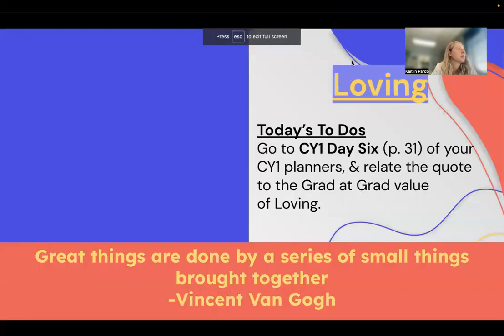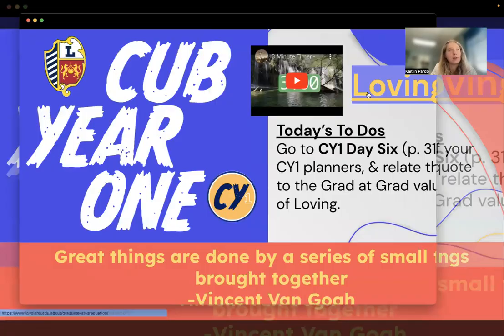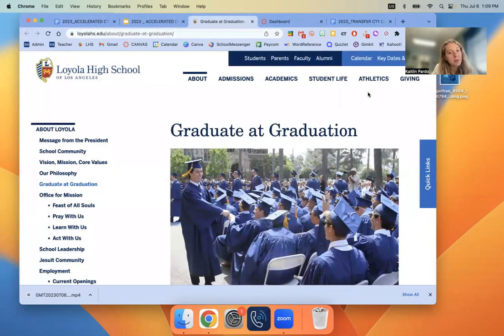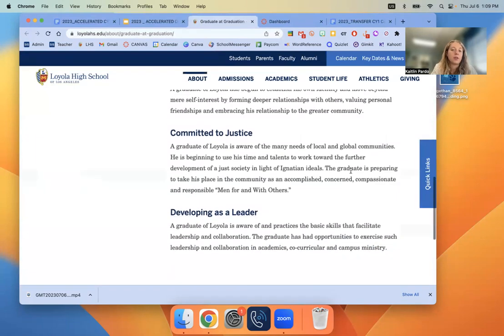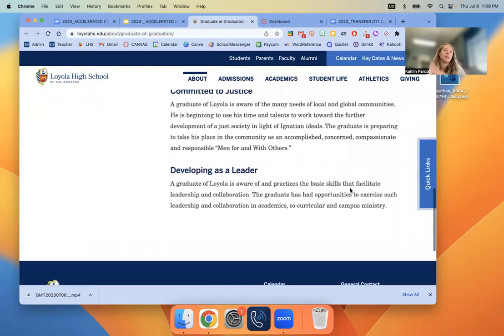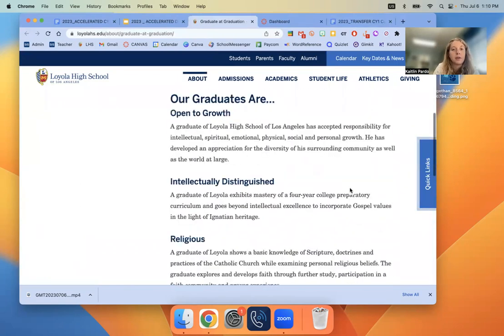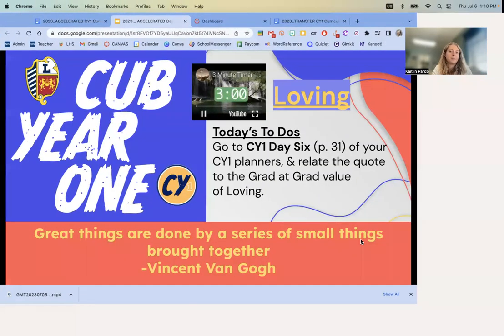again, 3 minutes, get them into their bell ringer. They're looking at this quote by Vincent van Gogh. When you have an opportunity, remind them that this is our 3rd and final day of CY1 Accelerated. Focus on the grad value of loving. Notice and let them know that we didn't do religious, community justice, or developing as leader, because those are things that they'll do later in their CY career. Read it and then get into it.